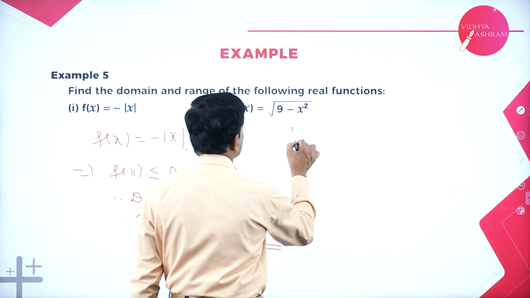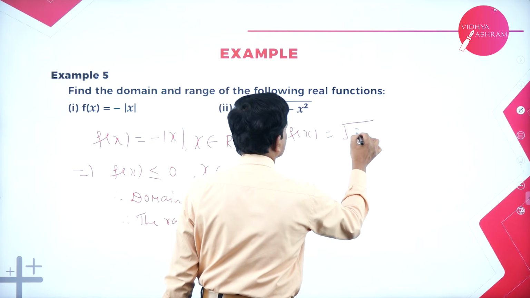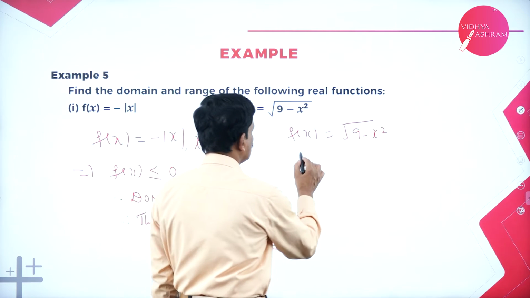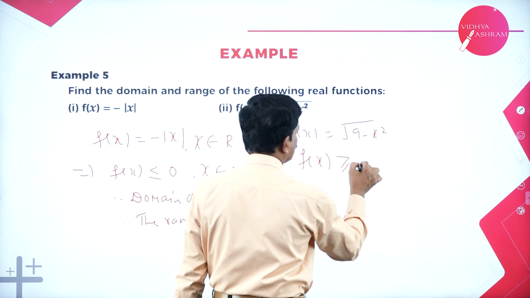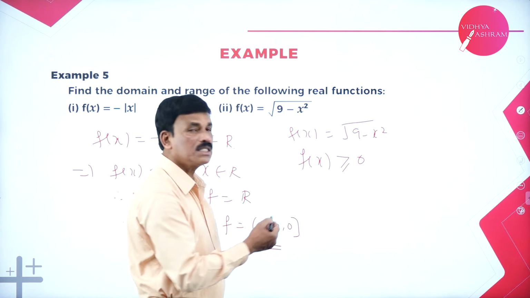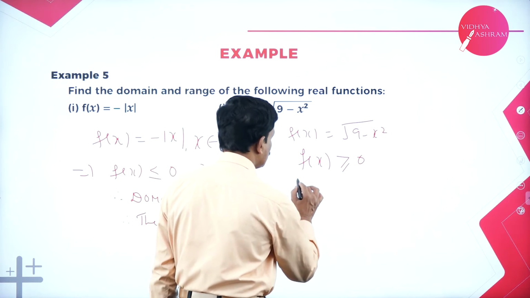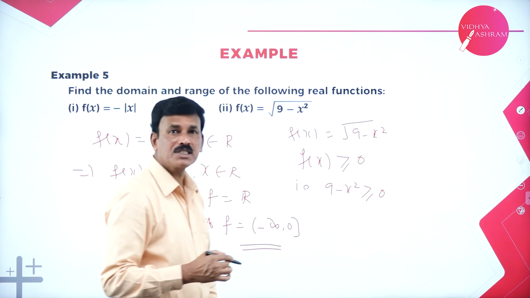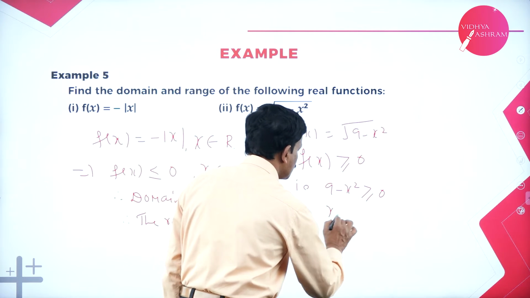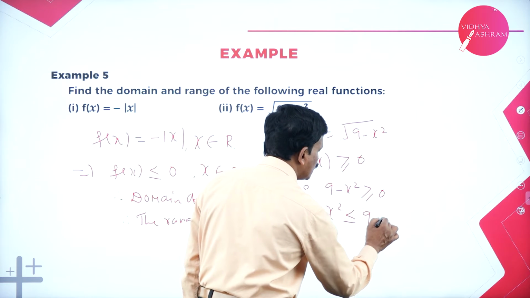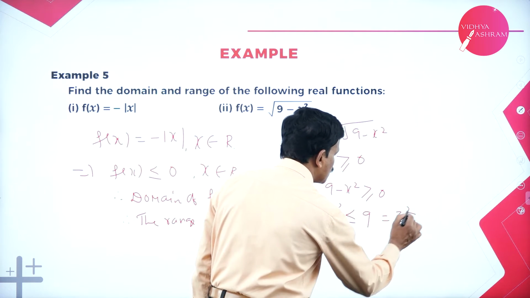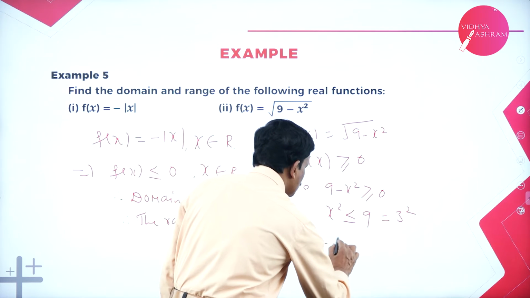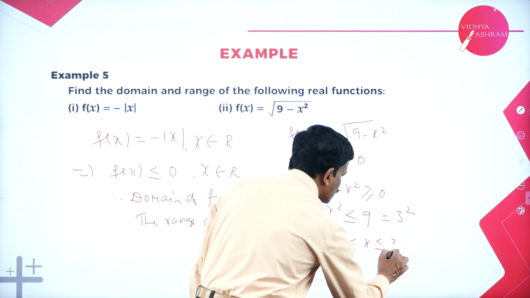What is given? f of x is equal to square root of 9 minus x square. That means f of x is greater than or equal to 0, which is nothing but 9 minus x square is greater than or equal to 0, which implies x square is less than or equal to 9, that is 3 square. So the value of x lies between minus 3 less than or equal to x less than or equal to 3.